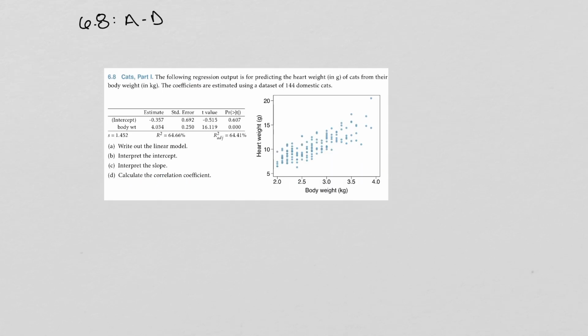Here we're asked to write out the linear model, and so the linear model would be the expected heart weight is equal to the intercept, negative 0.357, plus the estimate for beta 1, 4.034, multiplied by body weight. The body weight is your X, right?